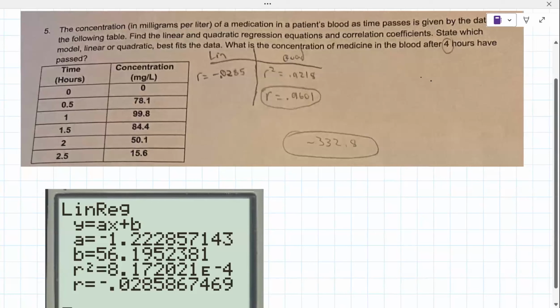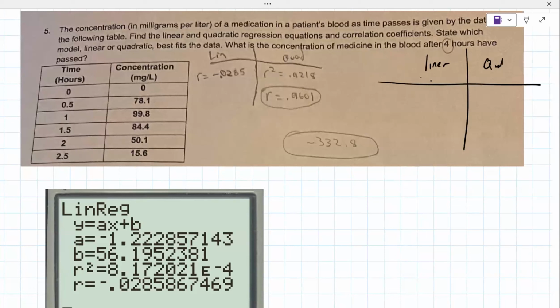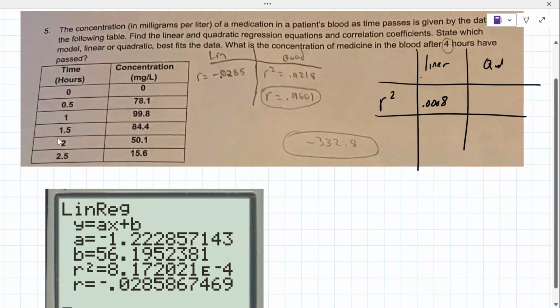So you're making a table here. You're saying linear, quadratic, and really the only thing you want is the R squared. In this case, it's 0.0008, which is terrible. That R squared is terrible. The other thing you could do to figure this out: does it say to plot the data anywhere, on your paper or on your calculator? Did you guys talk about that in class? I do not believe so.